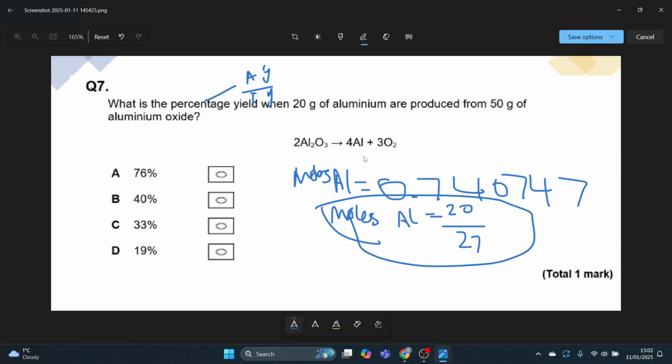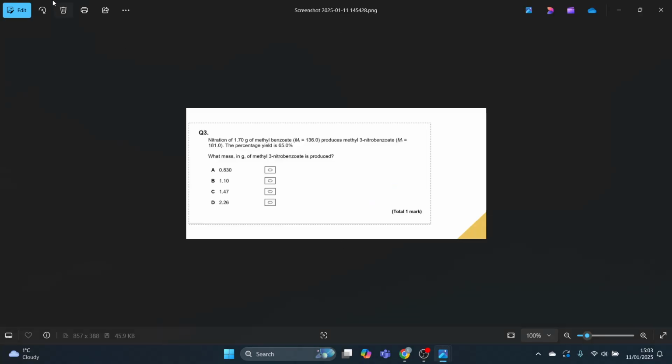I get 76%. Okay, so I'll explain it again. Find out the moles of aluminium. That's the actual yield. To find out theoretical yield, find out the moles of aluminium oxide, and then realize 2 to 4 mole ratio, aka 1 to 2. So I just double that, and that will give me the moles, the theoretical yield of aluminium, and then just do actual yield divided by theoretical yield times by 100.